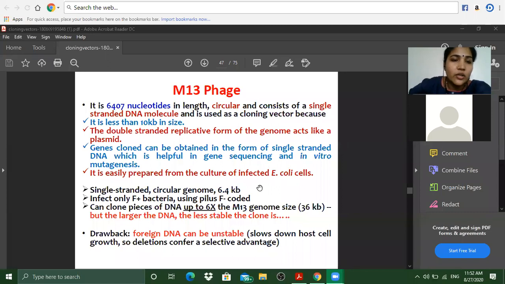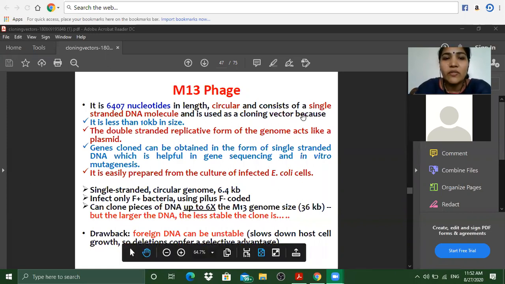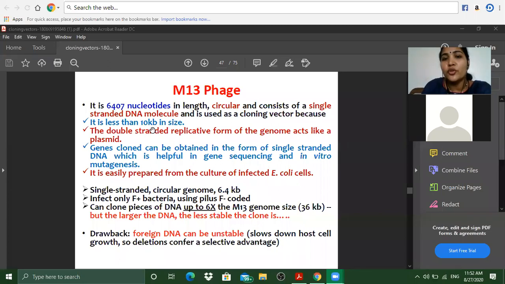It is 6,407 nucleotides in length, circular, and consists of a single-stranded DNA molecule, and is used as a cloning vector because it is less than 10 kb in size. That is very good, because for you to insert this DNA after modifying it, making it recombinant, back into some bacteria, letting it infect the bacteria, if the DNA molecule is very small, then it will be an easier task for you.